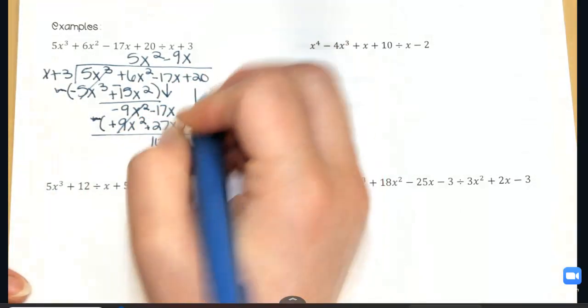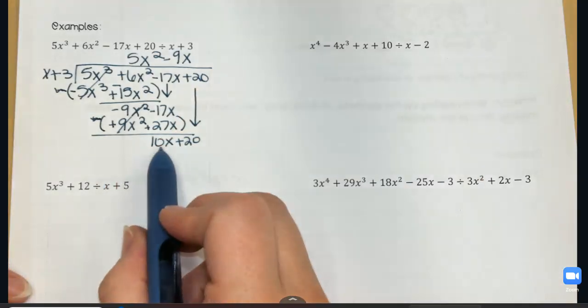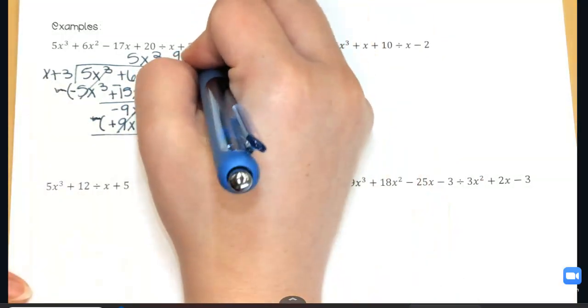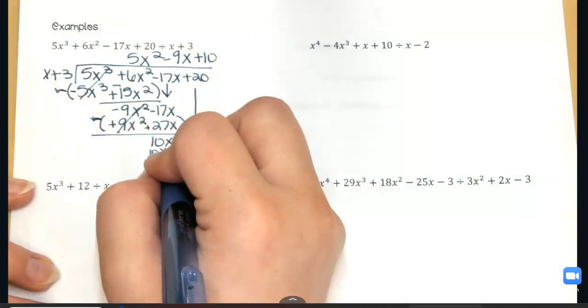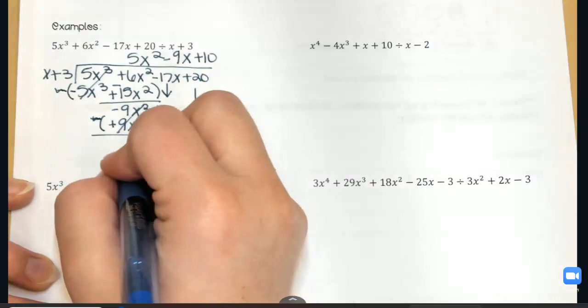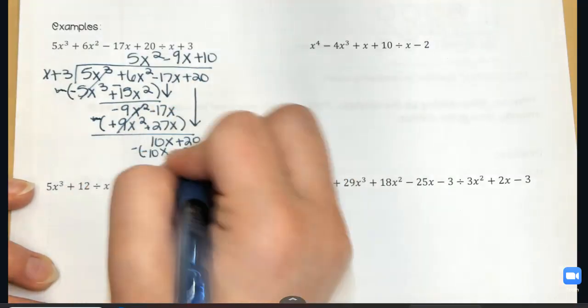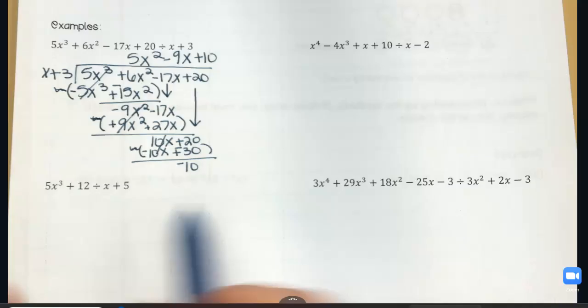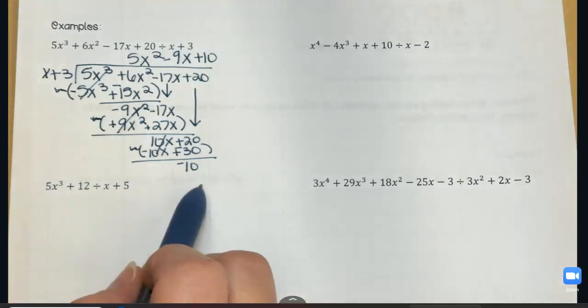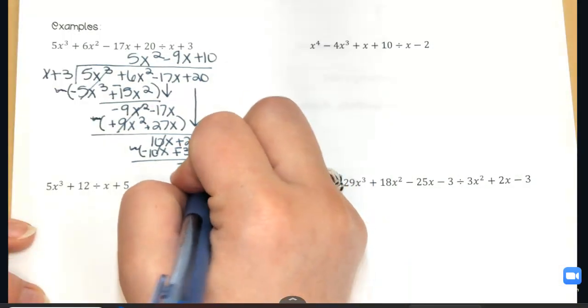I'm going to bring down my last term, which is 20. 10x divided by x is 10. 10 times x is 10x. 10 times 3 is 30. I'm going to subtract, and again distributing that negative, and I get negative 10. I cannot divide negative 10 by x, so this is my remainder.